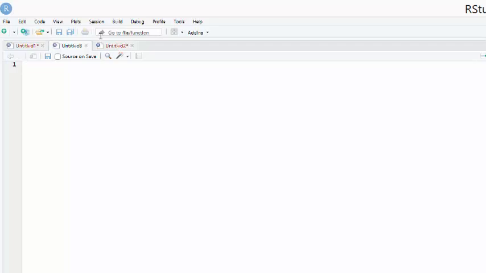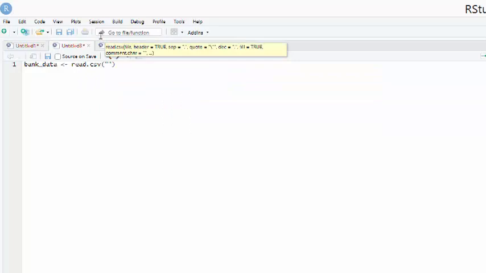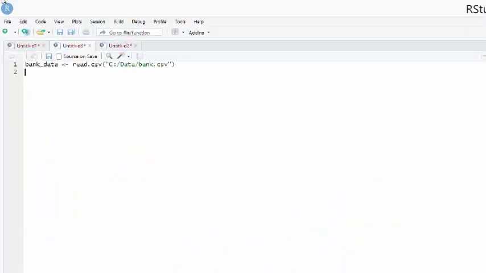making the model, right? So first thing first is, of course, reading the data. So I'm going to say bank_data. How do we read it? read.csv. And the file should be located drive C, folder data, file name bank.csv. Bam. And there it is. You should see only blue results, right?